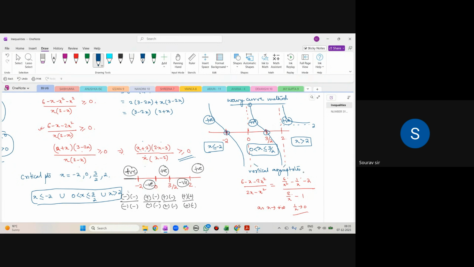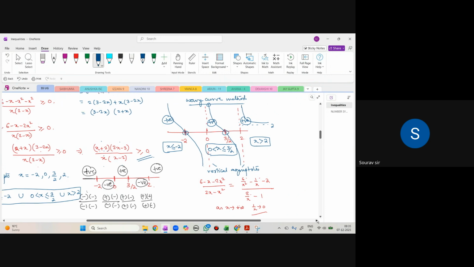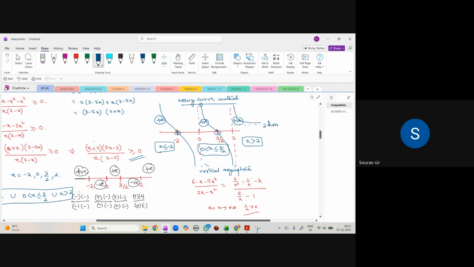And this line is called horizontal asymptote. Okay, clear, everyone?